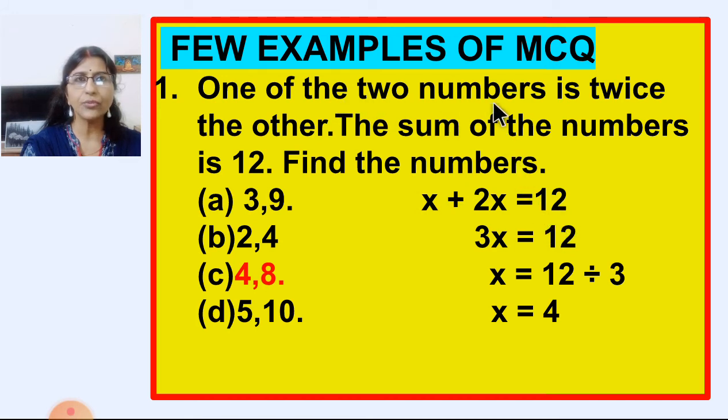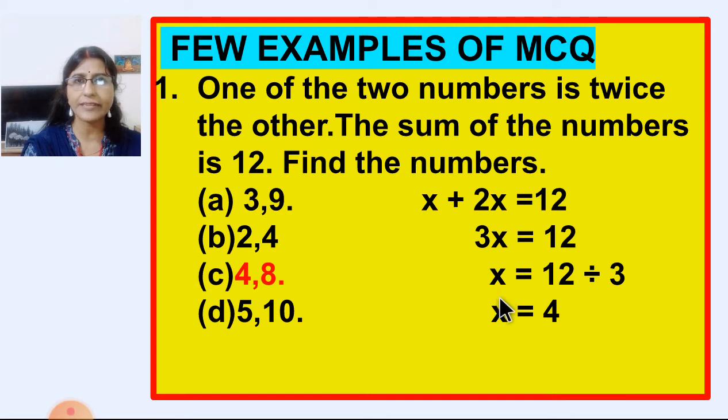See, one of the two numbers is twice the other. So first number is x. The other number will be twice, means 2x. We have learned that. And their sum, plus, is equal to 12. And x plus 2x is 3x is equal to 12. Now 3 and x are multiplied. So to get the value of x, we have to divide by 3. So 3x is divided by 3.